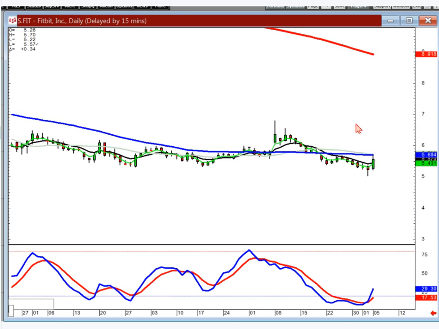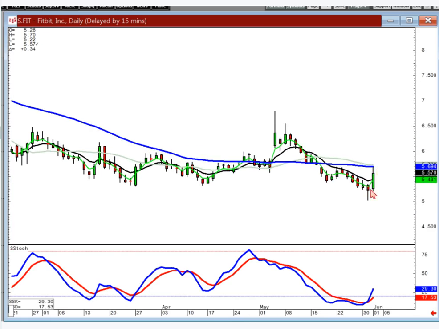Fitbit, another one that if it comes up through after the hammer signal, stochastics coming up, if it comes up through the 50, you can be buying with a first target up here at the top of the channel.